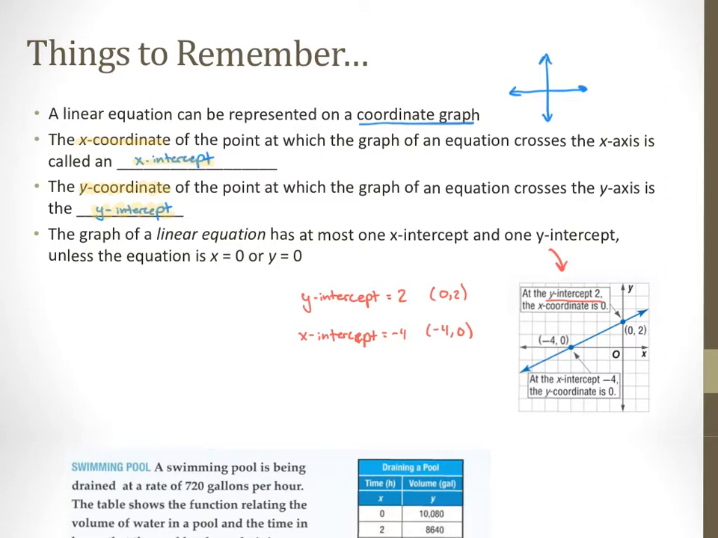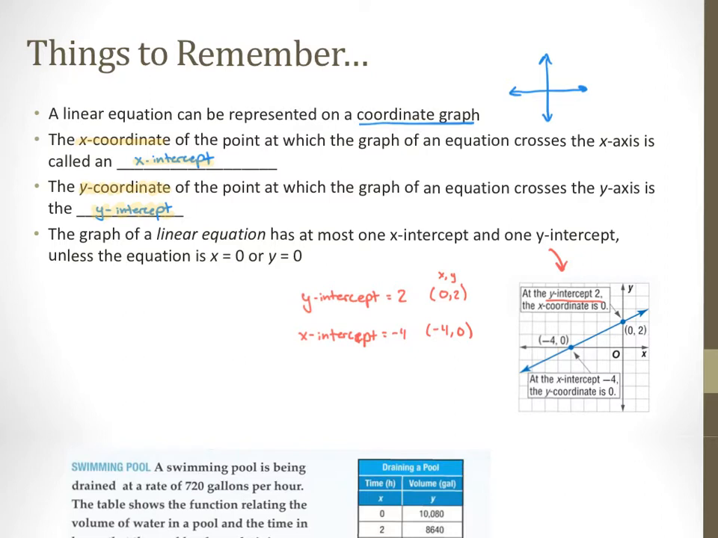Okay. And in case you forgot, this is my x, this is my y. You should remember that from chapter 1. Now, for the most part, most lines will have two intercepts. They'll have an x and a y intercept.